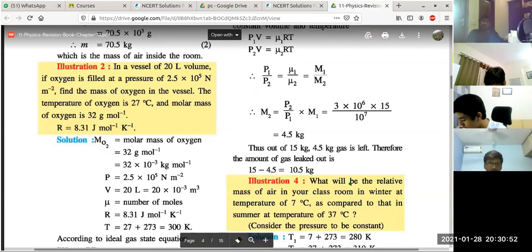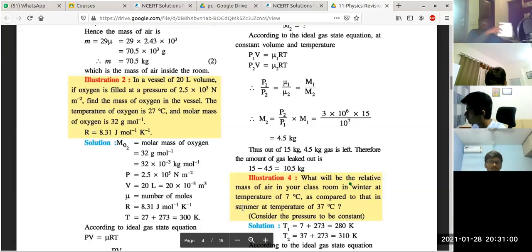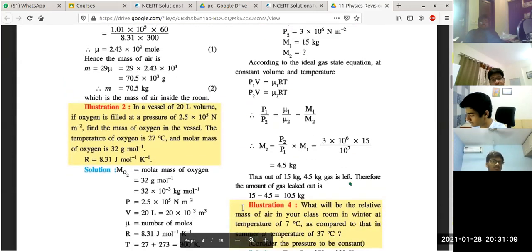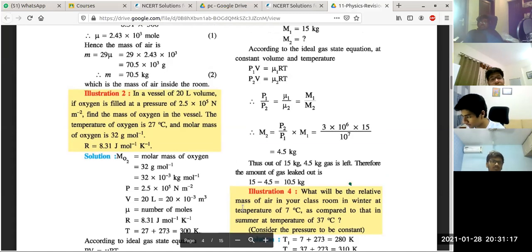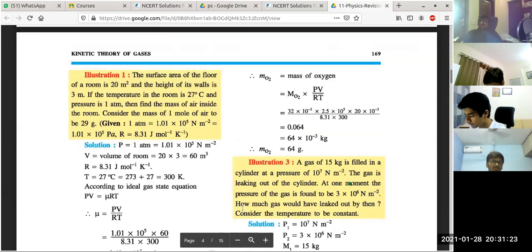Wait, sir, I didn't get it. Yes, one. See, in the first one it is asked, the volume of a room is given, and the room is full of oxygen or some air. The pressure is given as 1 atmosphere, the temperature is 300 Kelvin, and the volume is 60 meter cube. You have to just put these in and find the number of moles.